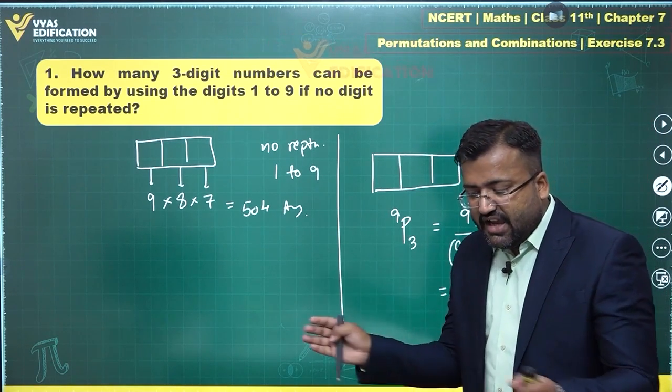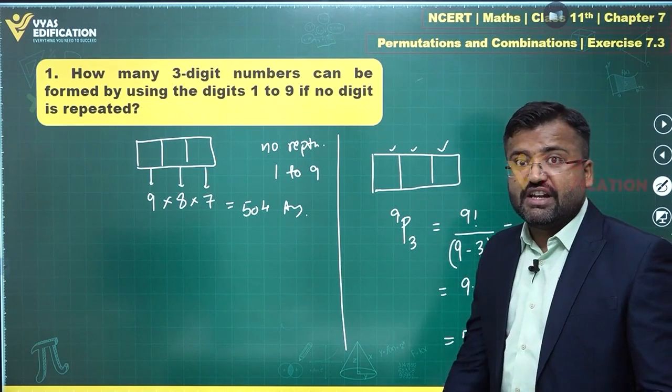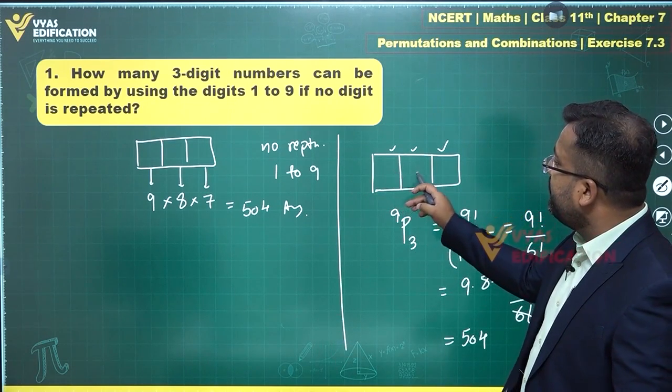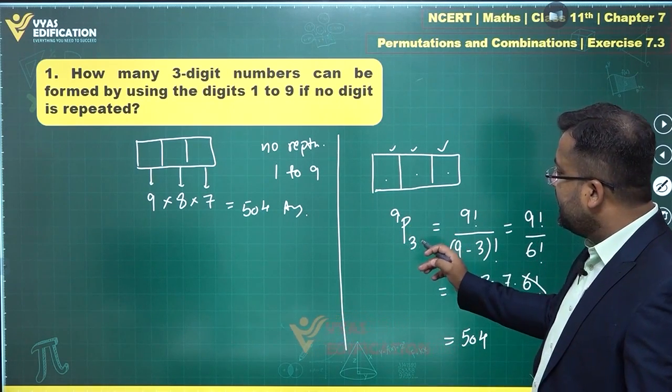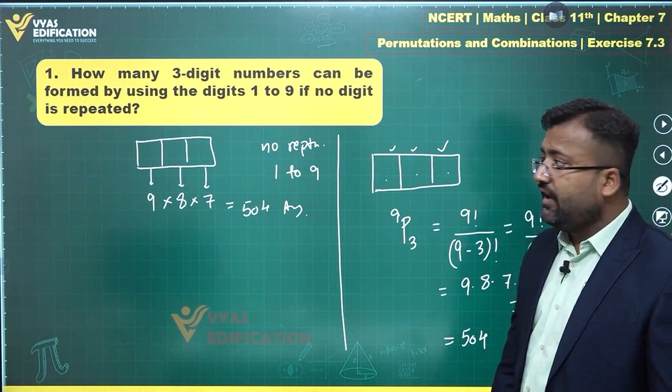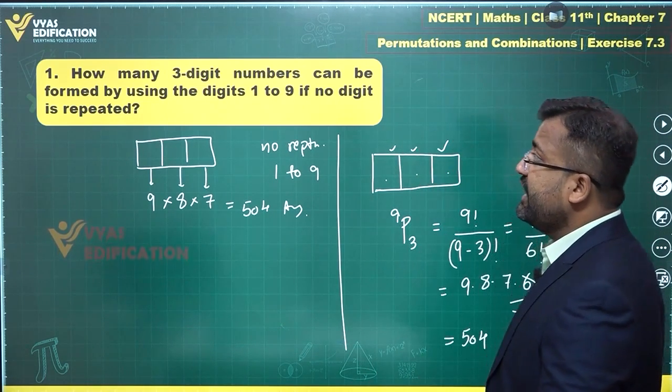Out of 9 available digits, you have to fill in 3 boxes, right? Out of 9 available digits, you have to only fill 3 boxes over here, with those 9 available digits. So you permute 3 out of those 9 over here, right? That's what you get. That's the complete solution of this first question. Let's move on to the next one.